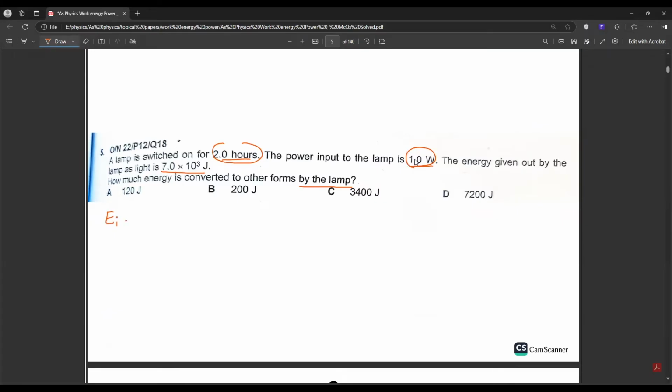Yes. Energy input is equal to power input into time. What is the power input? 1. What is the time? 2 hours. 2 into 60 minutes into 60 seconds in each minute.